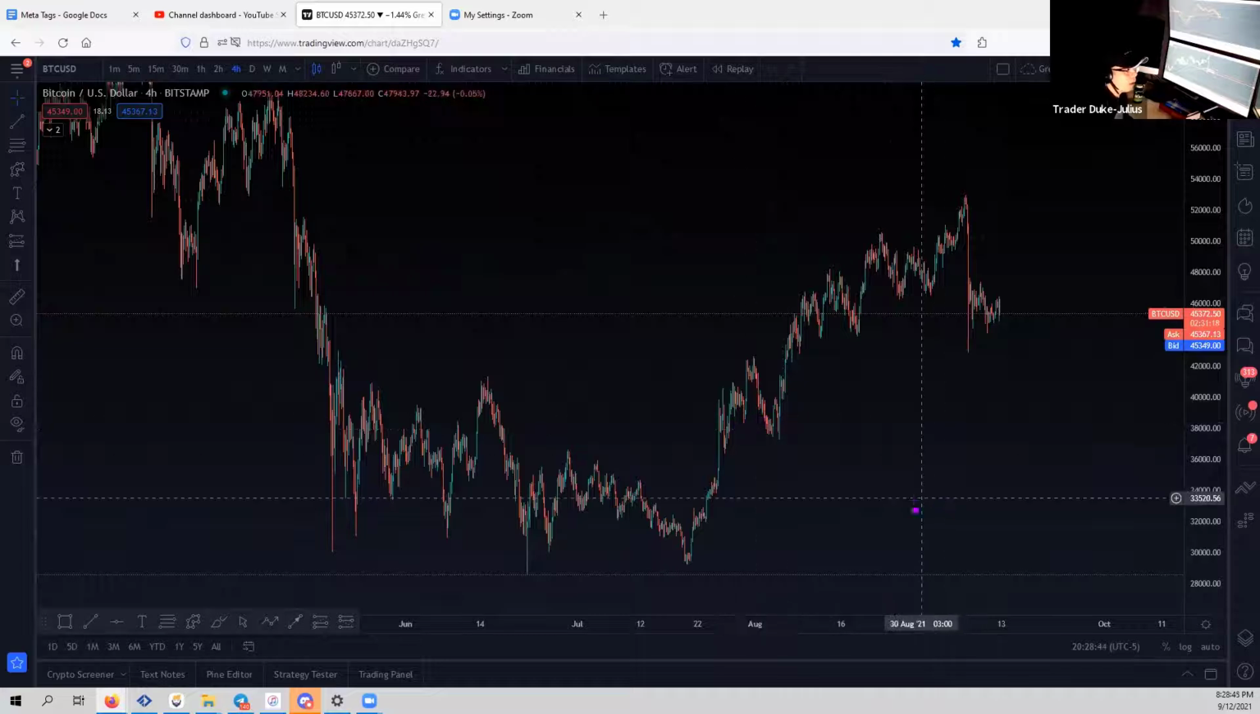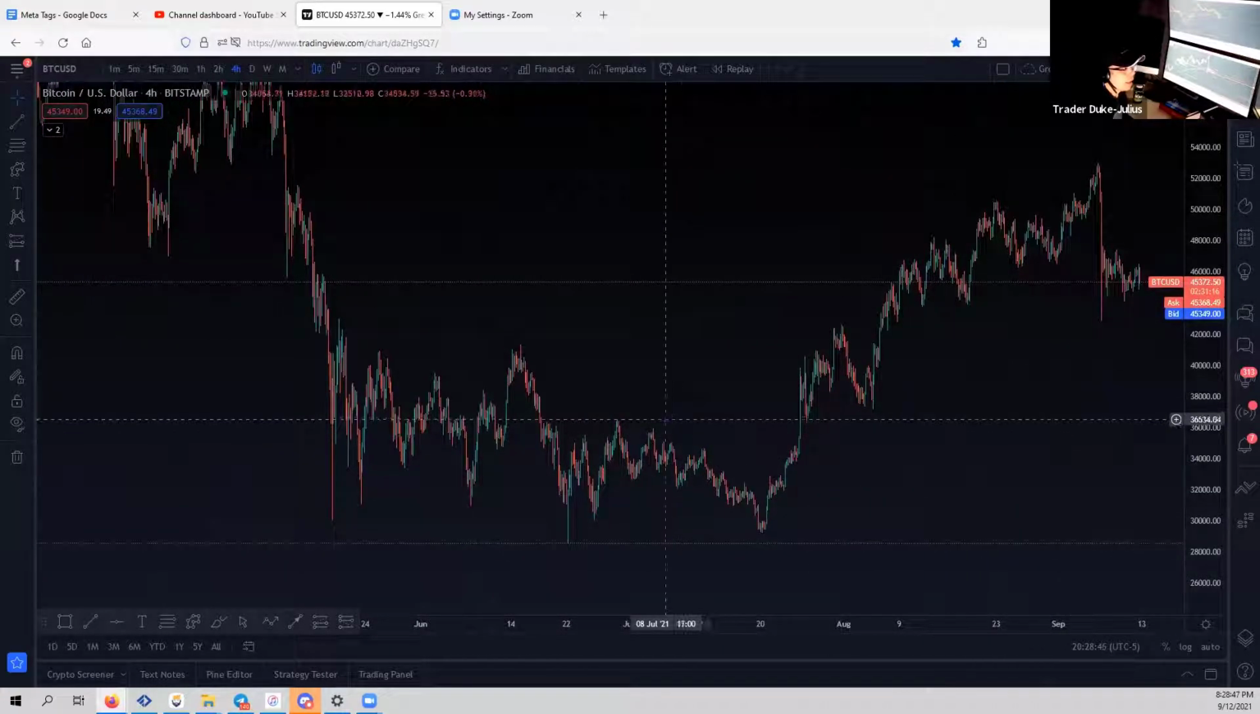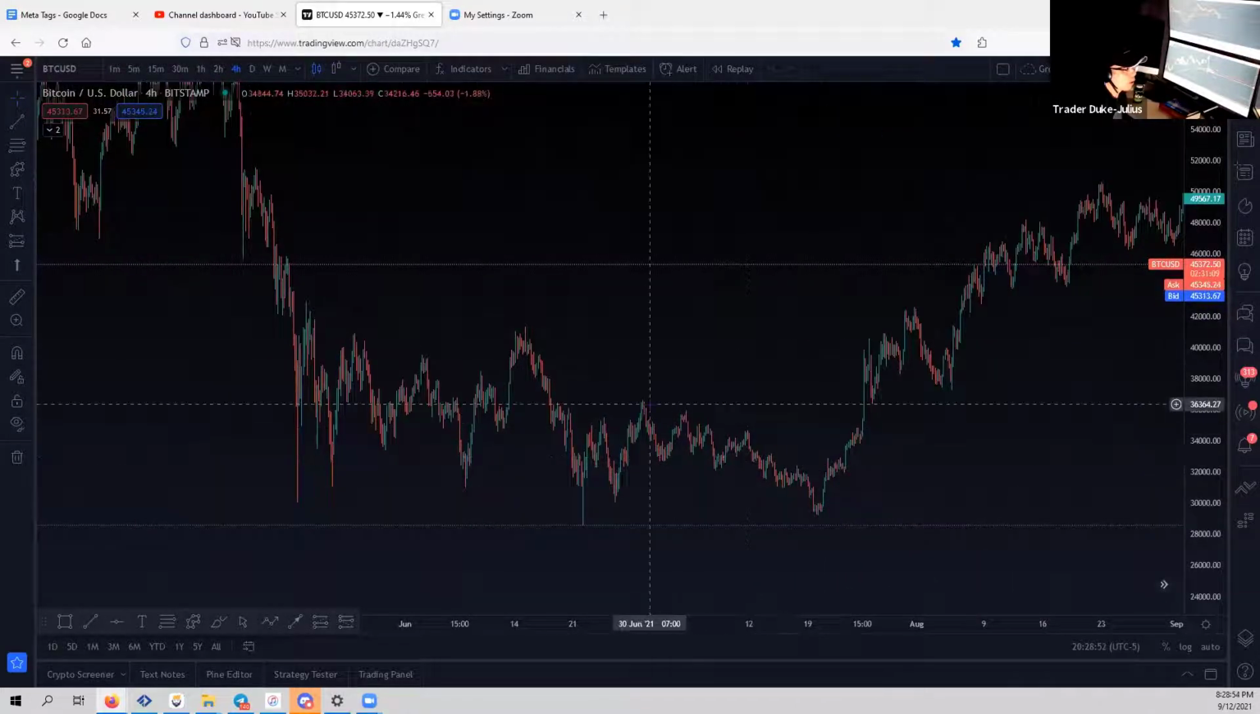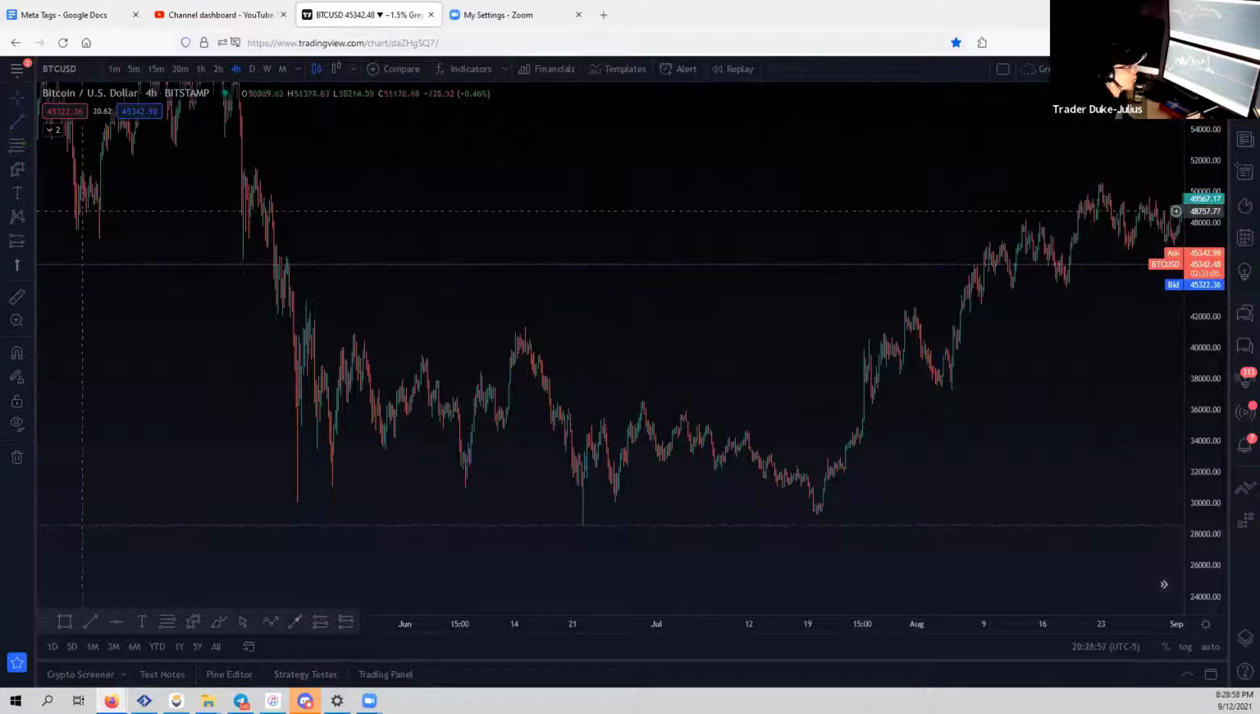So we're on the 4 hour right now. Price had BMS this point right here. Let's take a look at what that looks like from a fractal perspective.